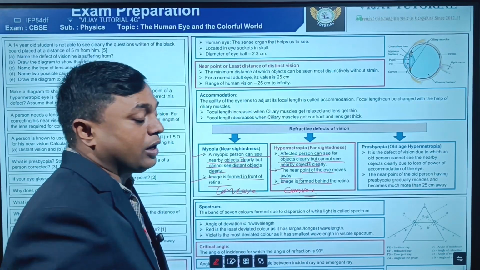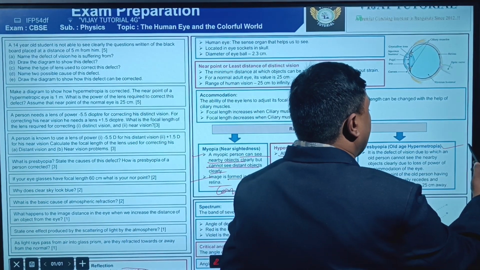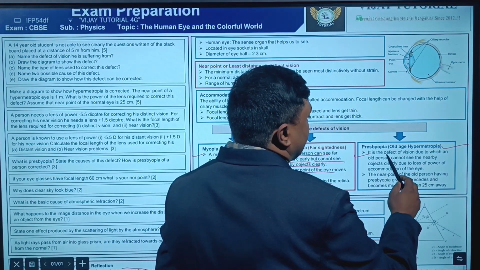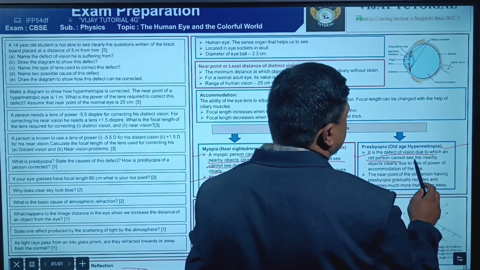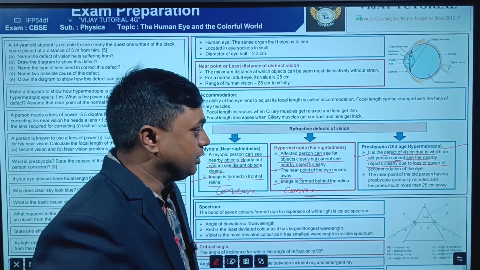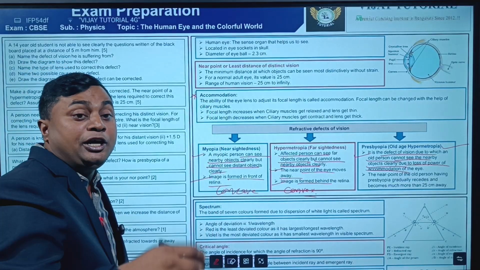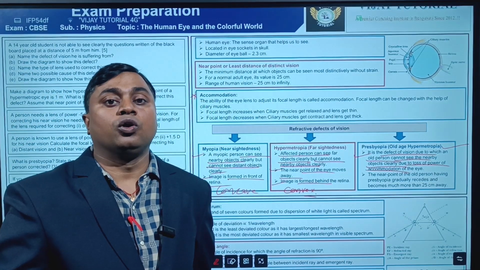Yes or no? Apart from these two, we have presbyopia. It is also called old age hypermetropia. It is a defect of vision due to which an old person cannot see nearby objects clearly due to the loss of power of accommodation. What is power of accommodation? Try to understand. It is the ability of the eye lens to adjust its focal length.